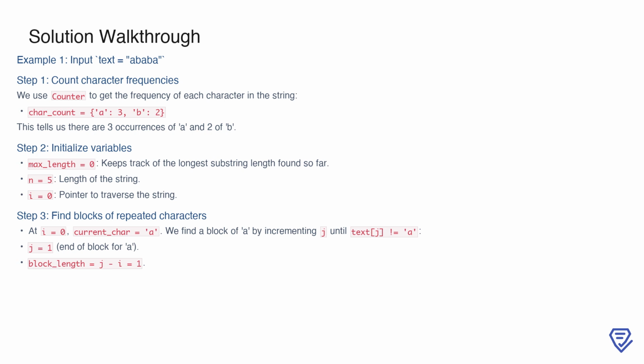Now, we begin identifying blocks of repeated characters. At i equals 0, the current character is a. We increment a second pointer, j, until we find the end of the block of a. In this case, j stops at 1 because text[j] is no longer a. This gives us a block length of j minus i, which equals 1.